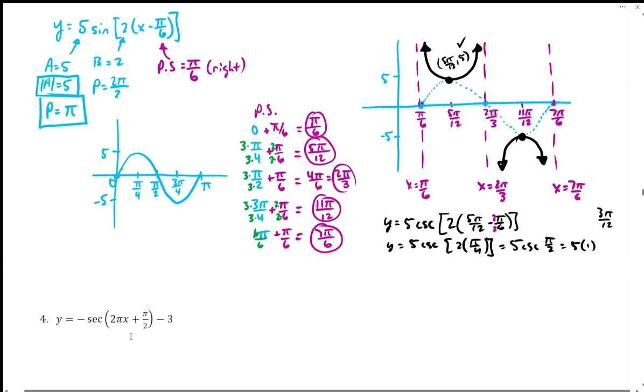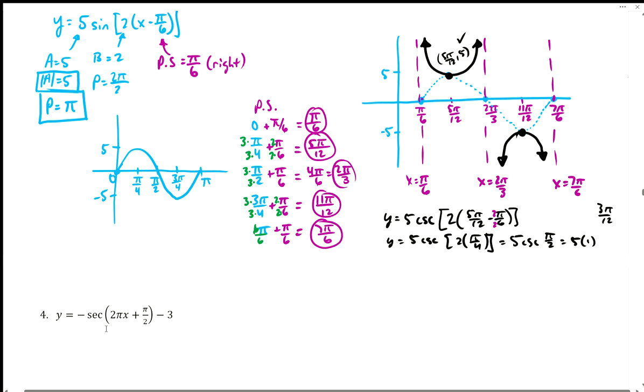Okay, so the next one will be the secant curve. If you want to try it, it's really just graph cosine, but we will need to factor. So that's our next video.